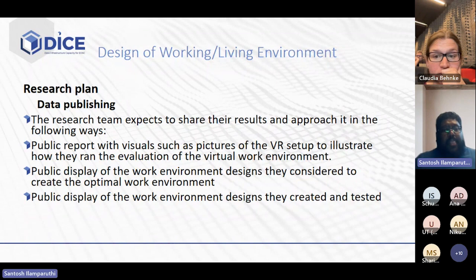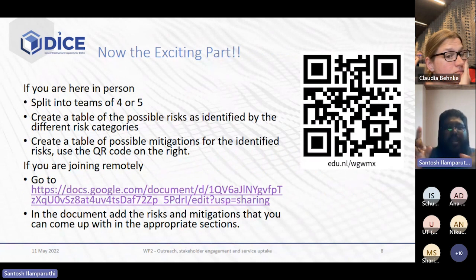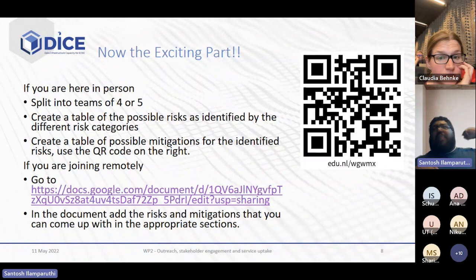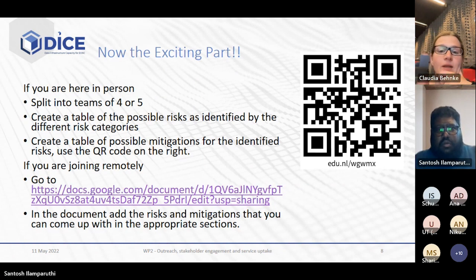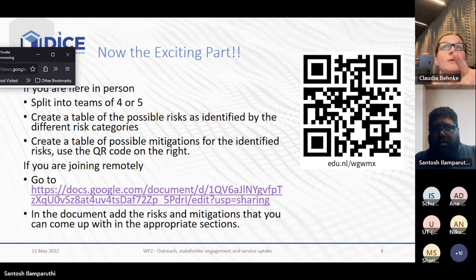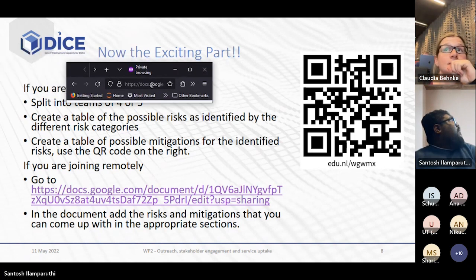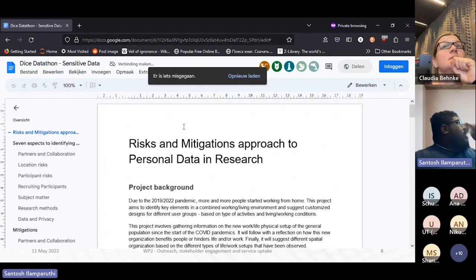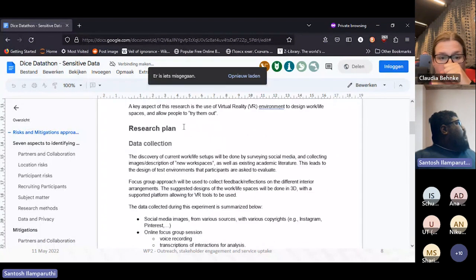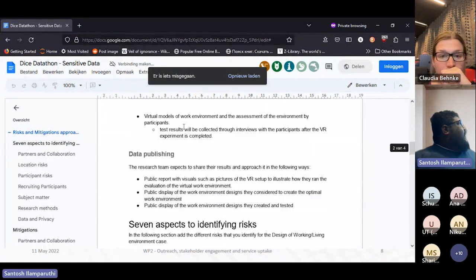Okay. Beyond that, the idea here is that, well, Claudia was very clever. She gave me the QR code. So everybody online, but also people here, if you can scan the QR code, you will land on a Google Doc. So this is what you would have online, right? What I've described so far, all of that is here.